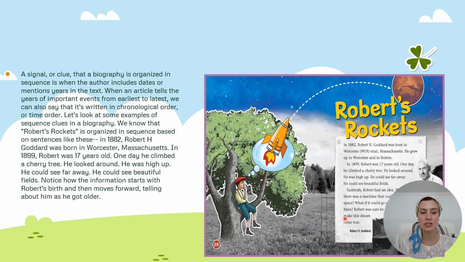Notice how the information starts with Robert's birth, and then it moves towards telling about him when he got older, right? So we see those dates. In 1882, that's when he was born, and then in 1899, it talks about how he grew up and different things that he did as he got older.